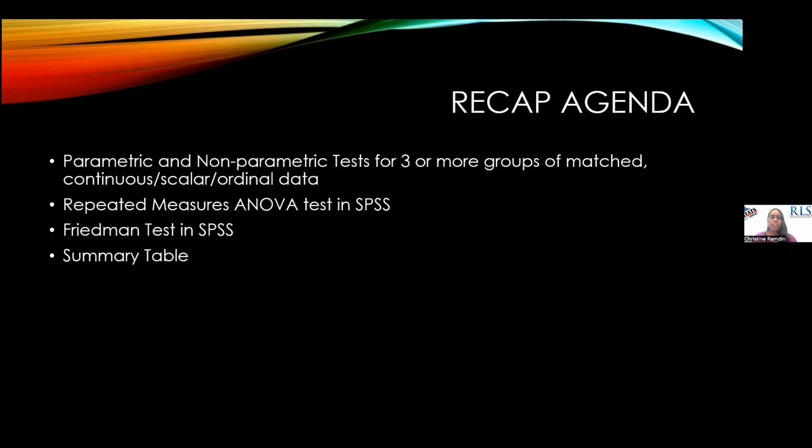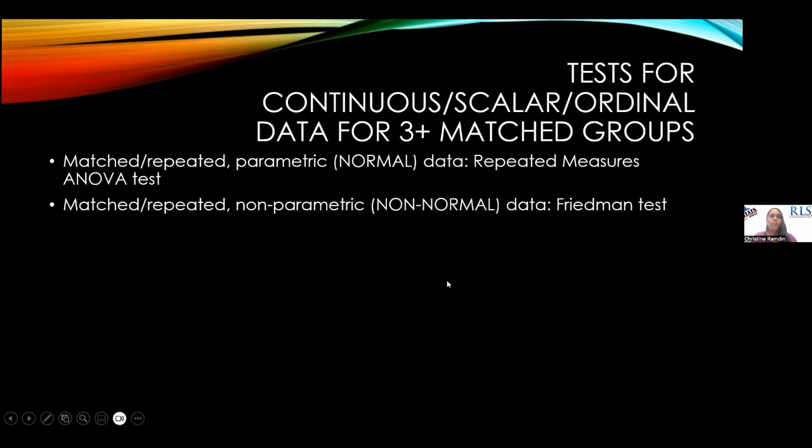And then lastly, we're just going to summarize everything we've talked about up to this point before we go on to the scalar and continuous dependent regression analyses. So again, to reemphasize, for matched, repeated, normally distributed data, all three of your variables, three or more, have to be normally distributed. Use the repeated measures ANOVA test. If even one of those variables or time points comes back not normal, you use the Friedman test.